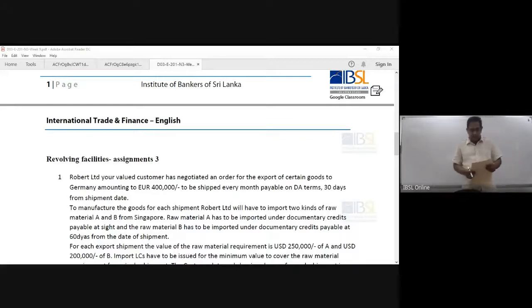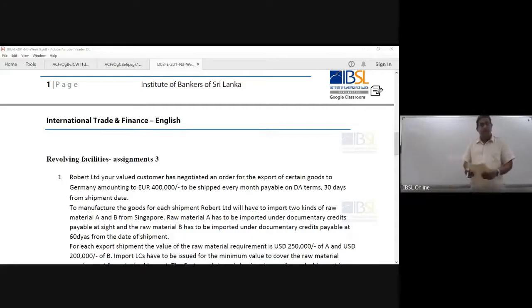They have contracted the supply to purchase raw materials on usance terms, payable not later than the date of shipment. The LC for the import of raw material has to be issued 4 weeks before the shipment. It will take a further 4 weeks to receive the goods and the documents. For each shipment, the raw materials required amount to euro 80,000. Each LC for import of raw material will cover the requirement for one export shipment. Right?